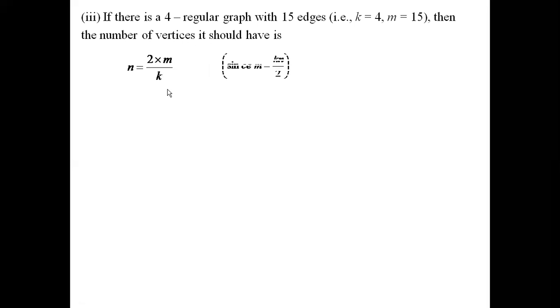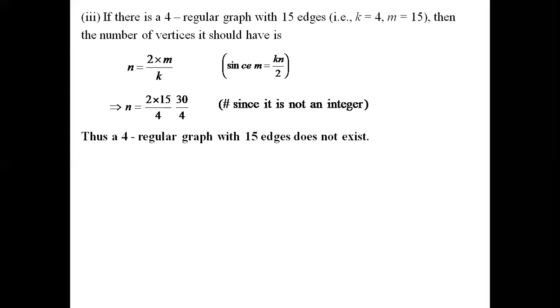Substituting m and k here, we obtain 2 into 15, because there are 15 edges, divided by the k value, which is 4 since it is a 4 regular graph. On simplification this gives us 30 divided by 4. Again, this is not an integer. So we conclude that a 4 regular graph with 15 edges does not exist.